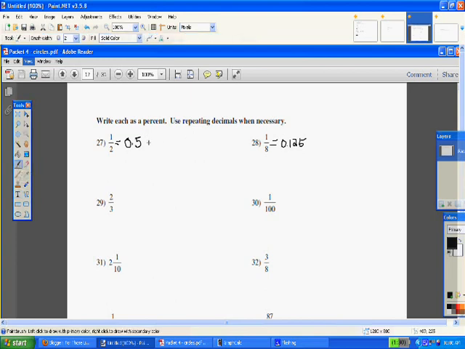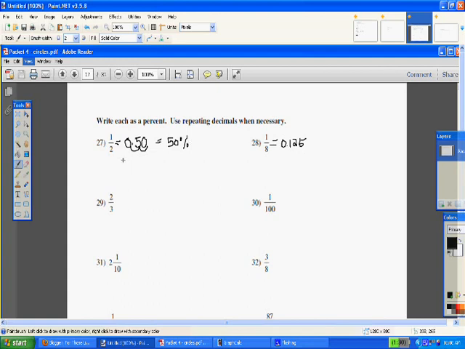So 0.5 is the same thing as 0.50. And to change this to percent, you're basically saying how much of 100 do we have. You can just move the decimal over 2 places, and this becomes 50%.